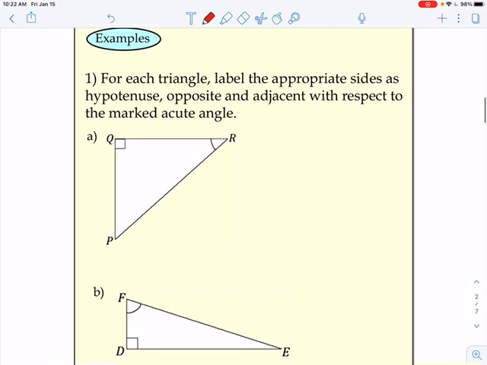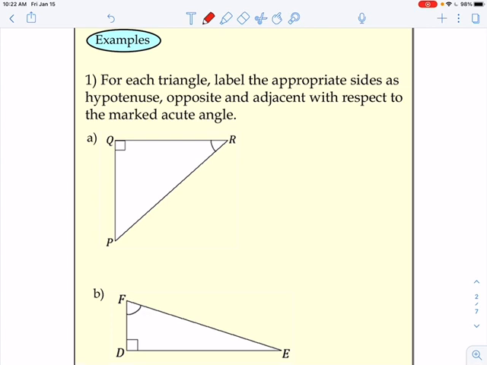Okay, so for each triangle, we're going to label the appropriate sides as the hypotenuse, the opposite, and the adjacent with respect to the marked acute angle. So in this first one, I want everything in relation to R. It's always easiest to find the hypotenuse first, directly across from the right angle. So that's going to be my hypotenuse. And you can always abbreviate hypotenuse HYP.